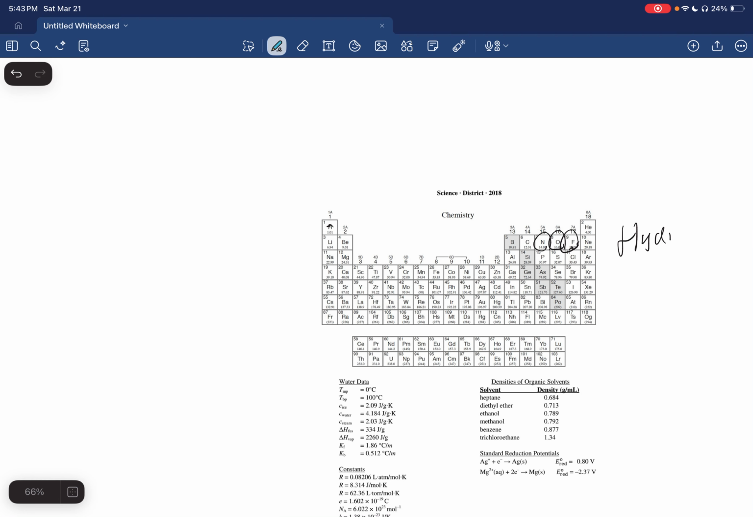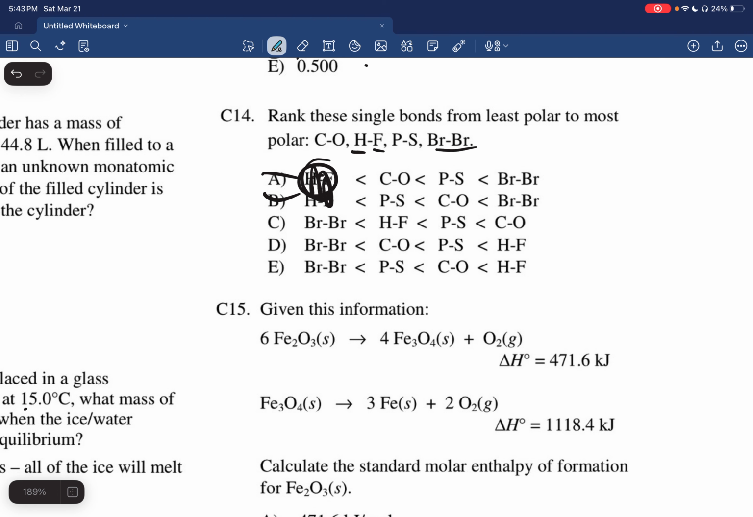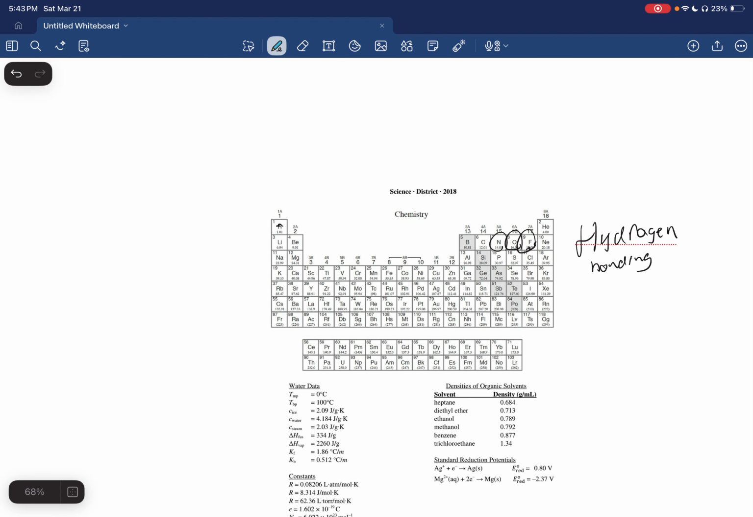It's not actually a bond, but it's known as hydrogen bonding, and it is the strongest type of intermolecular force here. So it's going to be the most strong by far. So we can get rid of C also because it doesn't have hydrogen bonding in the first place. And next, we just need to look at the difference between carbon and oxygen and phosphorus and sulfur.